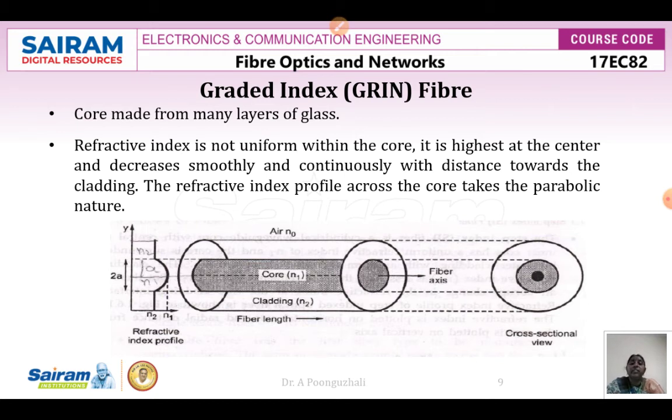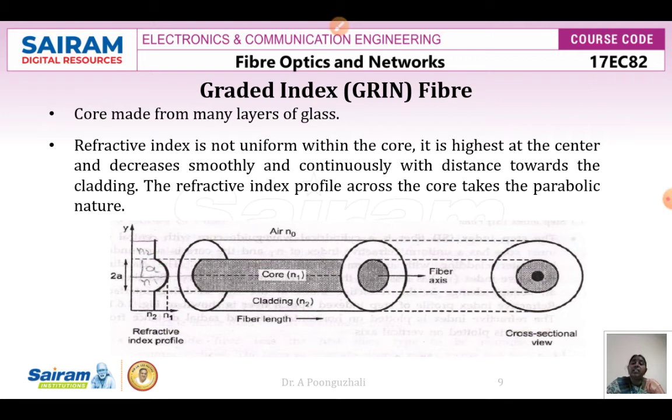So in graded index fiber, the core is made up of many layers of glass. Since it is made up of many layers of glass, the refractive index is continuously varying. It is not uniform throughout the core. The refractive index is highest at the center and decreases continuously towards the end of the core. That means your refractive index slowly decreases towards the cladding surface.